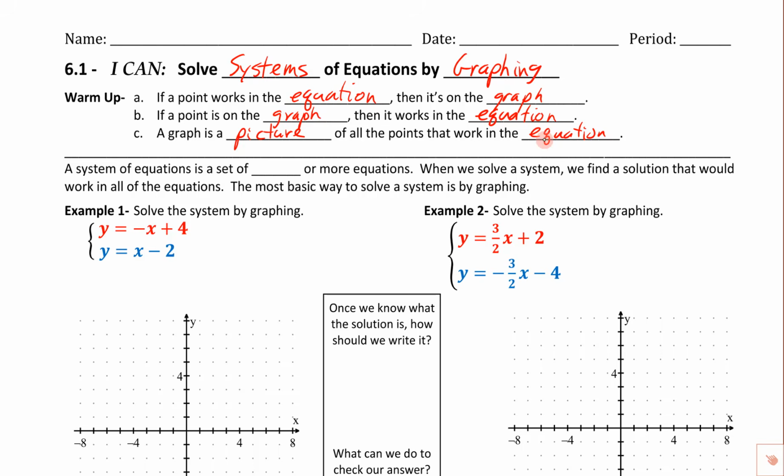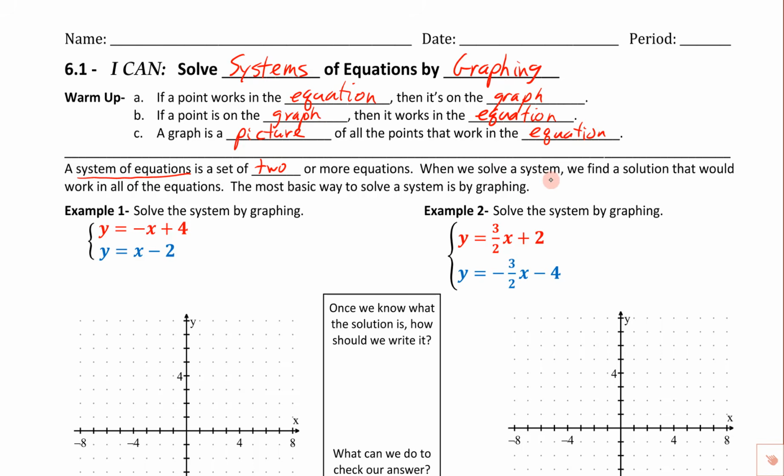Okay, so if we keep those couple of ideas in mind, it's going to make this particular topic a lot easier. So let's talk about what a system of equations is. If somebody talks about a system of equations, it's a set of two or more equations. Normally we only solve one equation at a time, but in this particular unit we're going to be solving two equations, and the name we give that is a system of equations.